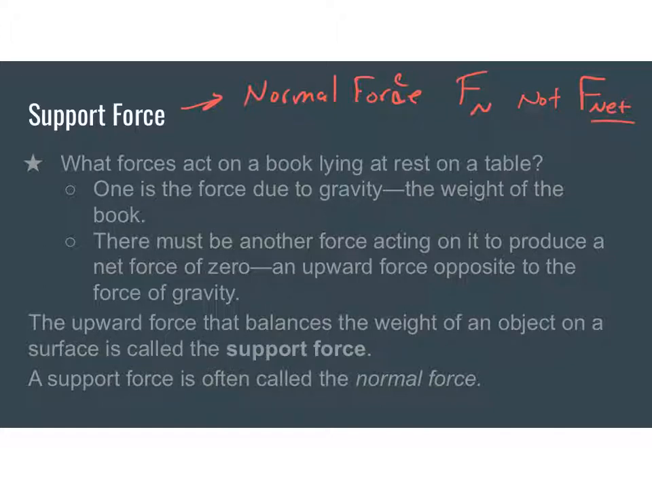So what is it that's balancing out the force of gravity? Well, in this case, it's the table pushing up. So as gravity pulls your book or your computer down, it's pushing down on the table. The table is pushing upwards on your book or computer, balancing out the force of gravity. And this is our support force, and this is what we call the normal force.